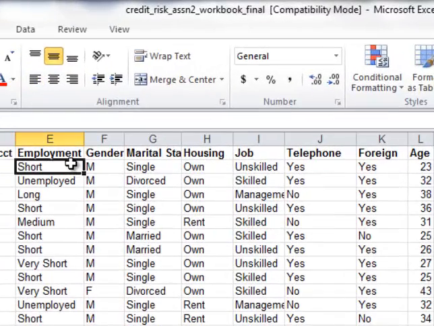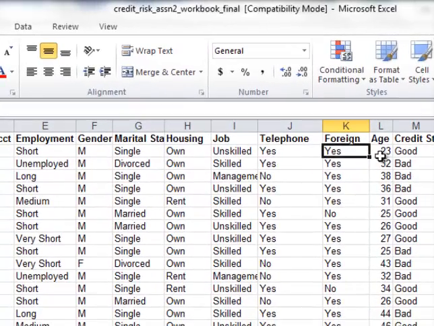Their employment, how long have they been at their job, their gender, the marital status of the applicant, the housing status of the applicant, what type of job they have, do they have a telephone, are they foreign born, their current age, and ultimately, basically, should we give them a loan or not, credit standing. So again, credit standing is the dependent variable that we're looking at, and we're going to try and predict that based on these independent variables.